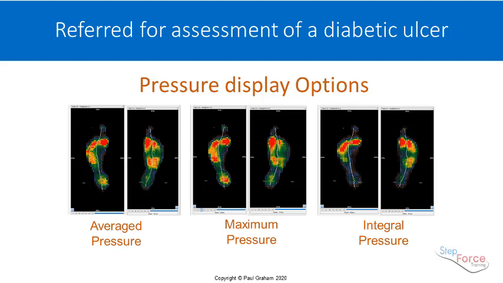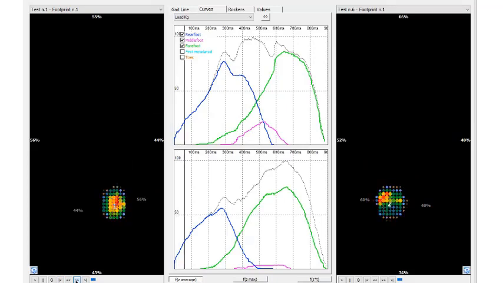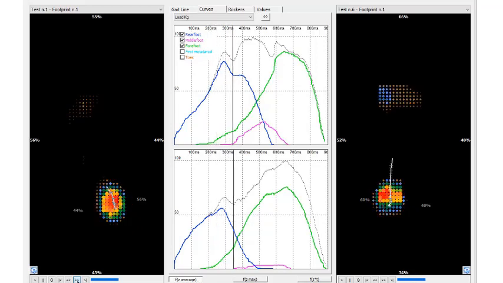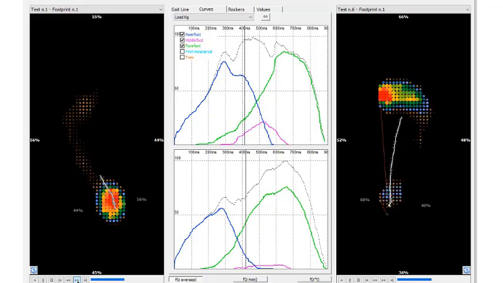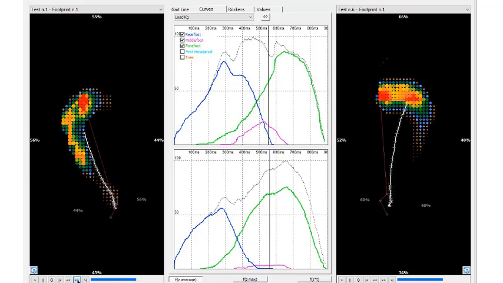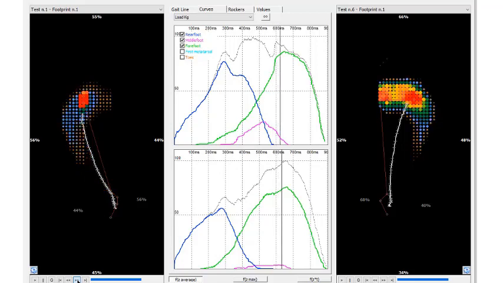So if we have a look at the data acquisition of this patient, we can see that on the left foot, the peak pressure line in red, and it's maybe hard to see, travels directly from the heel to the third MTP joint and remains there until the foot is lifting, indicating that the highest tissue load is being placed on that area.